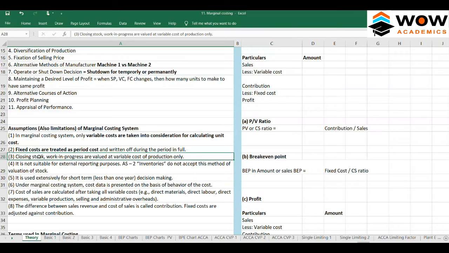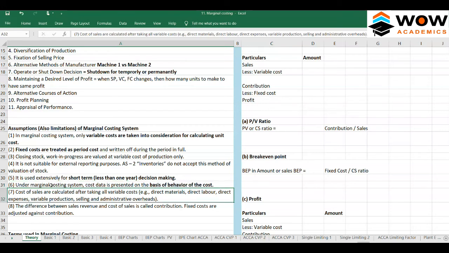Okay, I think the third point we leave. It's not that important. Fourth point we leave, and the fifth point: marginal costing is useful for short-term decision-making purposes. You can't use it for longer-term decision-making, but for short-term decision-making it's very powerful. And marginal costing will also help you find out the behavior of the cost, whether it's a fixed cost, variable cost, or semi-variable cost. The seventh point, I think we leave it. The difference between the sale price and cost of sales is called contribution. Okay, I think we have already discussed that.